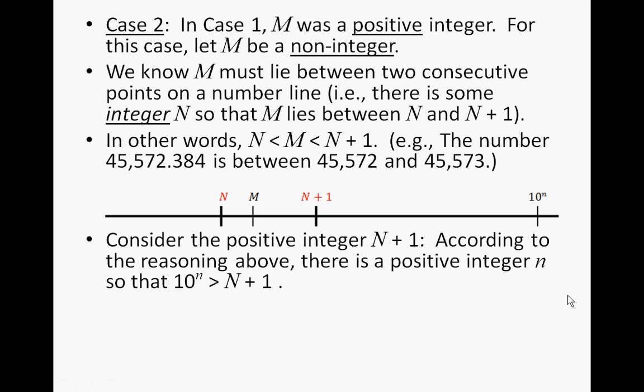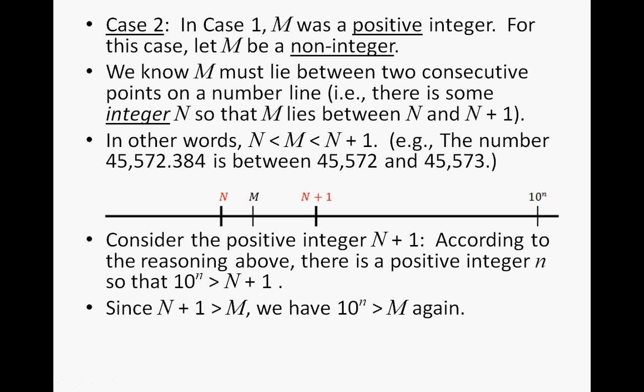Consider the positive integer n plus 1. According to the reasoning above, there is a positive integer n, so that 10 to the nth power is going to be greater than n plus 1. So that is what's being shown right here. Even if you were to say this is 9, and 9 plus 1 is 10, well, there's still a power of 10 that is going to be greater than 10. In this case, it would be 100.